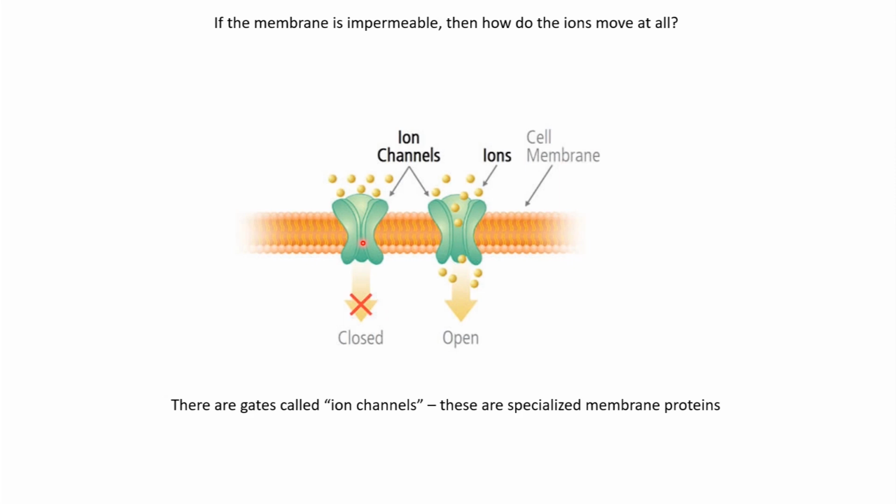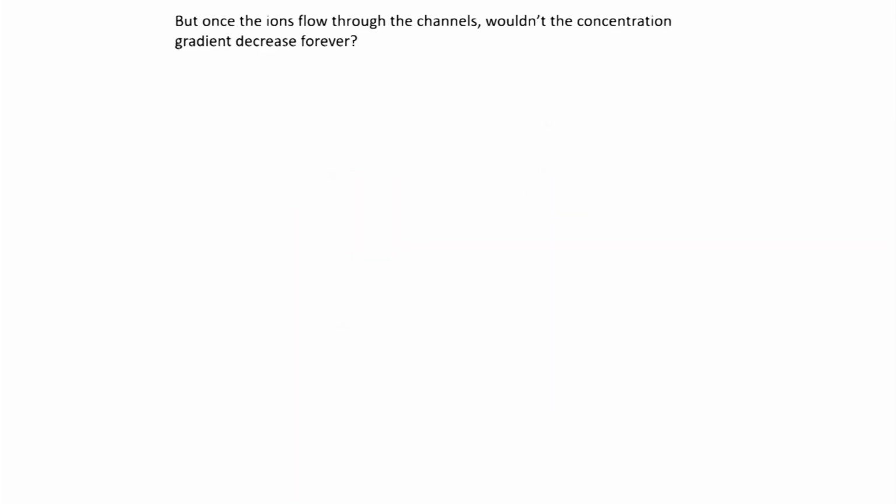There are also specific ion channels for different types of ions. So some channels would allow multiple ions to pass through, whereas some channels would allow only one particular ion to pass through. So we now understand how the concentration gradient is made possible by the presence of a membrane. We also understand how the ion channels allow the ions to move despite having this membrane barrier.